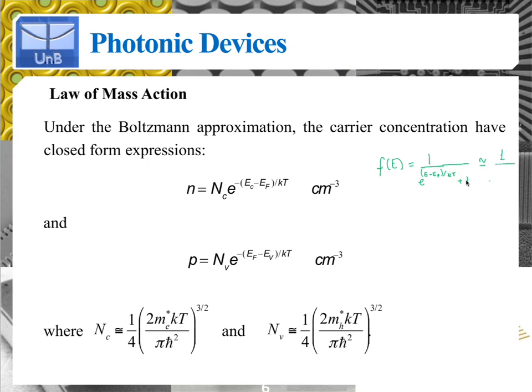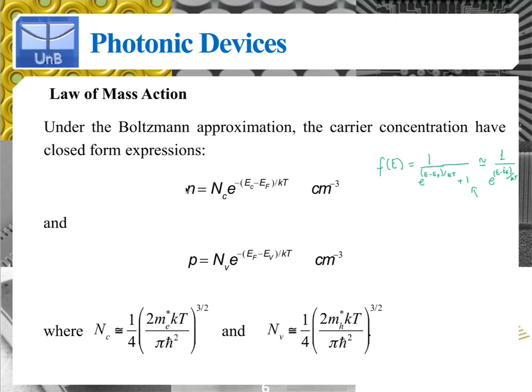1 over e to the power of (E minus EF) divided by kT. And you can ignore the 1 here, and this can be done as long as the semiconductor is not too heavily doped. The amount of dopant is not too large. But under these conditions, these expressions were found.